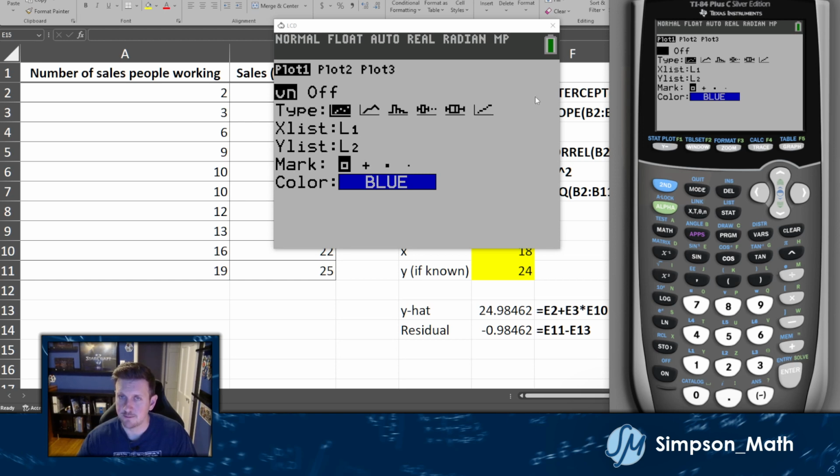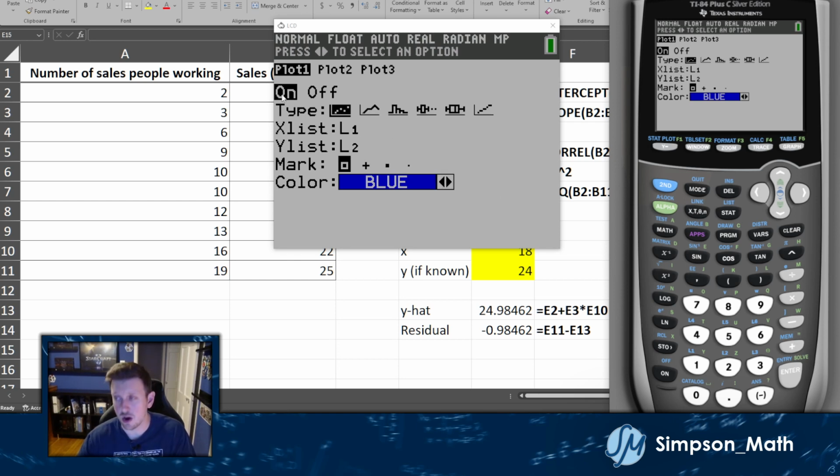Press on. Pick the type of graph you want. The first type is the scatter plot, so let's have that one be selected. Notice you could do a box plot with or without outliers. You could do a histogram right here. L1, L2, that's where our data values live. Let's leave that. You could pick what type of mark you want, an open dot, a plus, a big dot, a small dot. We'll just leave it at the open dot. No need to stress. And it will color it blue.